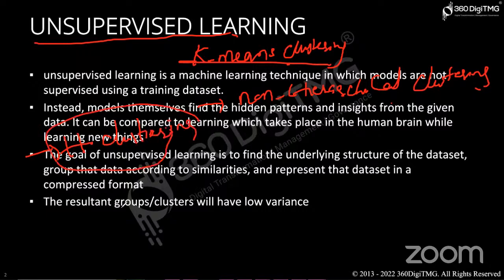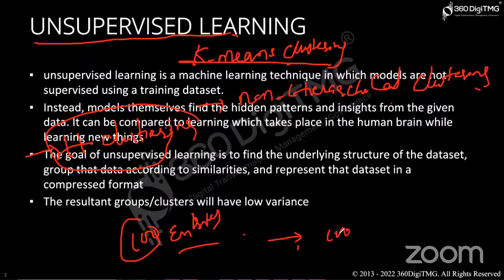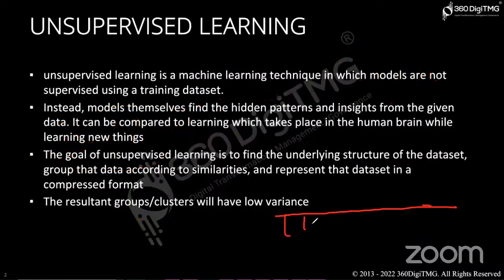So what happens in hierarchical clustering? At the beginning, whatever entries we have, let's say you have 100 entries. First, you will consider them as 100 clusters, at the very beginning. Let's say these are all your entries.